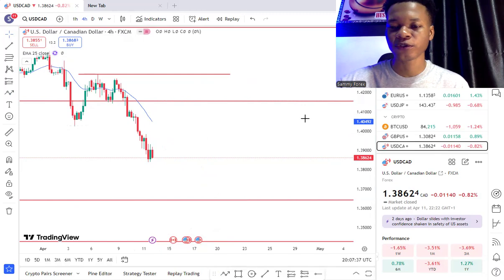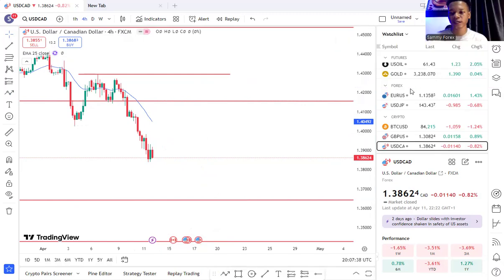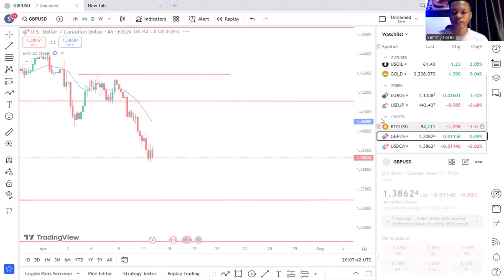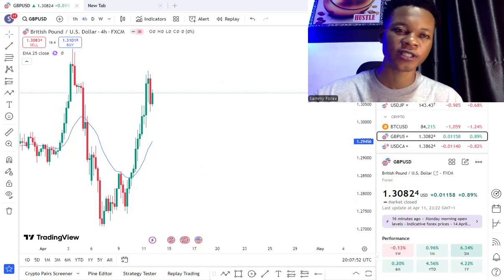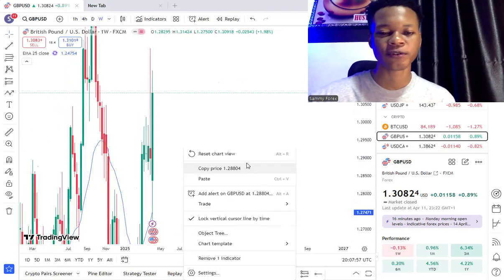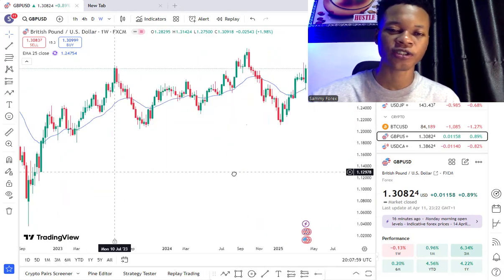So what I'll have to do is go down to the next one here, which is GBP USD. So currently on GBP USD, what is GBP USD telling us here? Let's go down to the weekly time frame to know the actual direction.